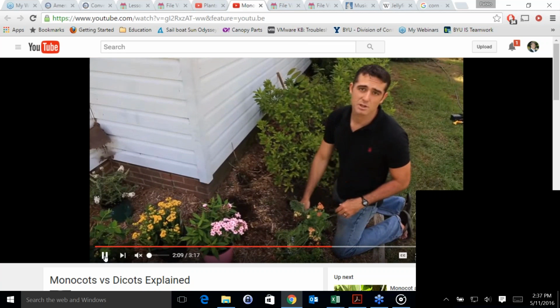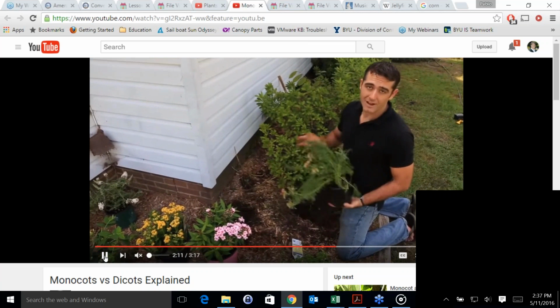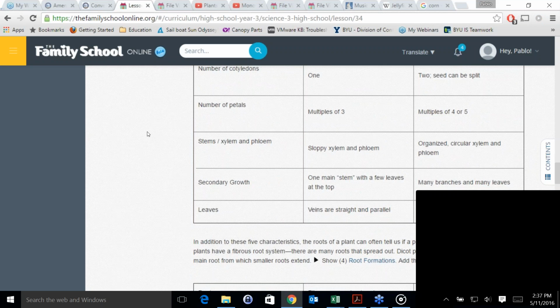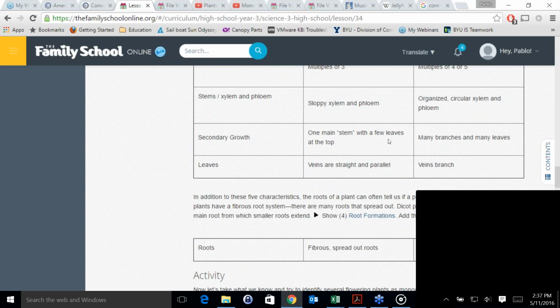And then it didn't talk about the 6th one in this video, but on the website it talked about how there's secondary growth. So monocots would be like just a main stem with a couple leaves on top, whereas a dicot would be more like a tree where it's got branches and lots of leaves coming off of it. So what does this one refer to, the secondary growth? Can you describe that more? Let me see. I'm not quite sure about that one.